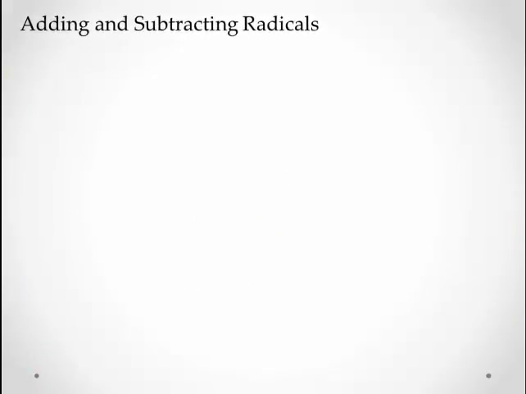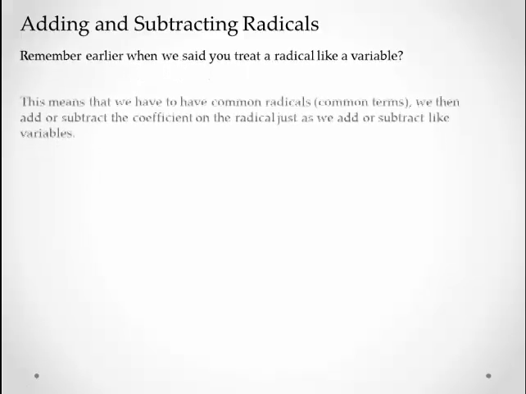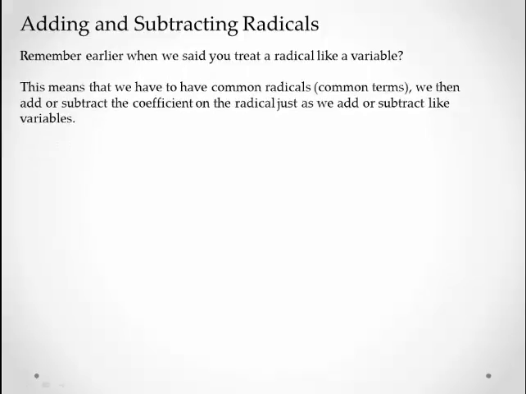Okay, now when we want to add and subtract radicals, again, we treat radicals the same way as we treat variables. We have to have a common radical, which is like a common term. And then we add or subtract the coefficient, just like we would on a variable. So remember, 5x plus 3x gave us 8x. It'll be the same thing with radicals.